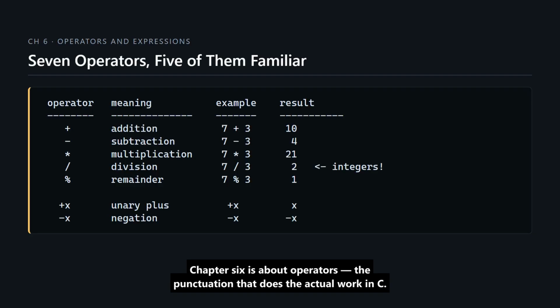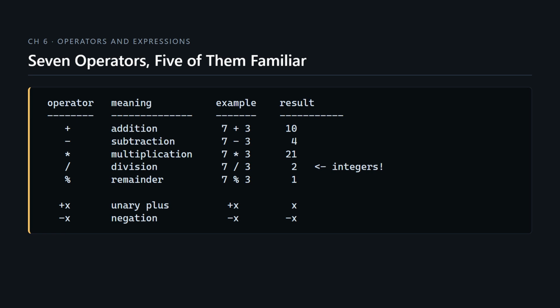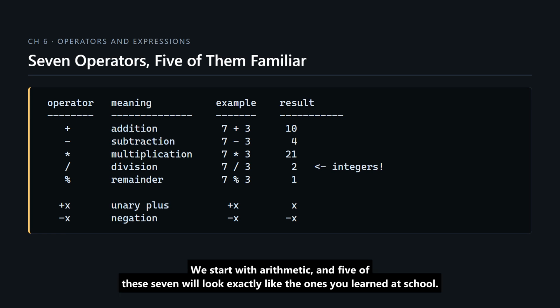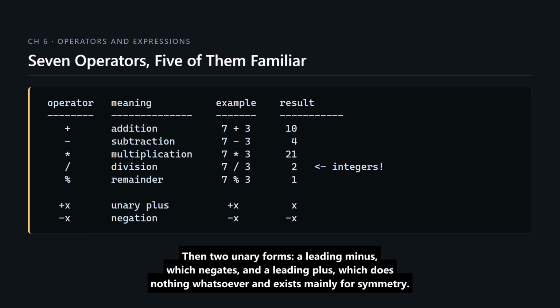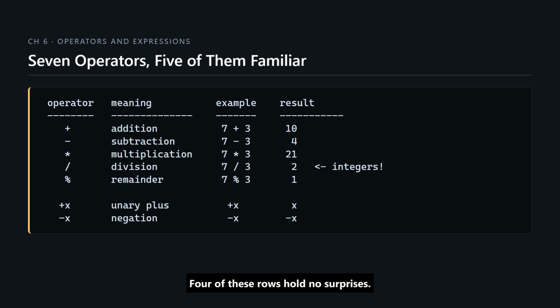Chapter 6 is about operators, the punctuation that does the actual work in C. We start with arithmetic, and 5 of these 7 will look exactly like the ones you learned at school. Plus, minus, a star for multiplication, a / for division, and the percent sign, which C calls the remainder operator. Then 2 unary forms, a leading minus, which negates, and a leading plus, which does nothing whatsoever and exists mainly for symmetry. 4 of these rows hold no surprises.